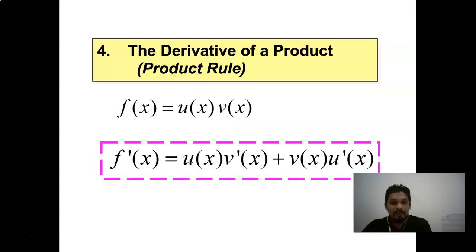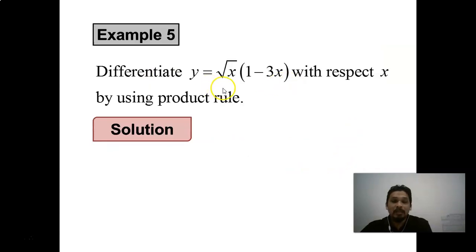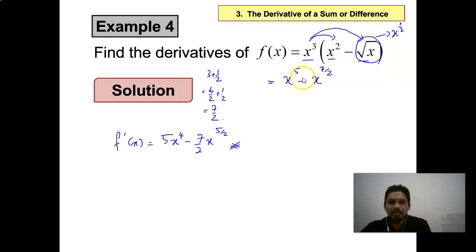Okay, then next, the derivative product rule. Here, f(x) equals u multiplied with v, so f prime equals u multiplied with v prime plus v multiplied with u prime. Okay. If you look at this question here, it's similar to the previous one. Actually, yes, there are two methods actually. Okay, never mind. This is the first method: we expand it and differentiate later.